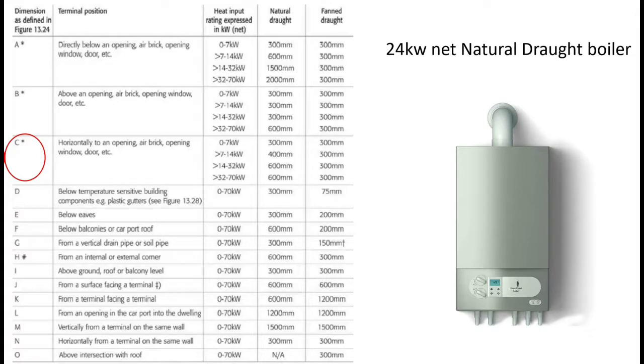So what we need to do now is identify the size. So it's between 14 and 32 kilowatts. We know it's natural draft, and we simply match these two up together, see where they meet, and it's at 600 millimeters. So the measurement C on the previous drawing, when you're using a 24 kilowatt natural draft boiler, would be 600 millimeters minimum distance away from the window.